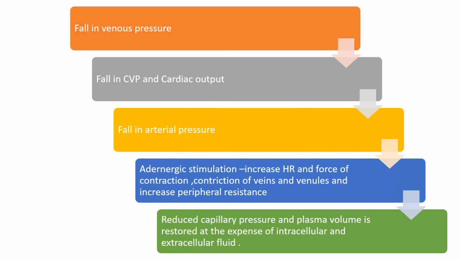There will be a fall in the venous pressure, which can cause a fall in the CVP and the cardiac output. There will be a fall in the arterial pressure, which can lead to adrenergic stimulation, which will increase the heart rate and the force of contraction, constriction of the veins and the venules, and increased peripheral resistance. Reduced capillary pressure, and the plasma volume is restored at the expense of the intracellular and extracellular fluid.